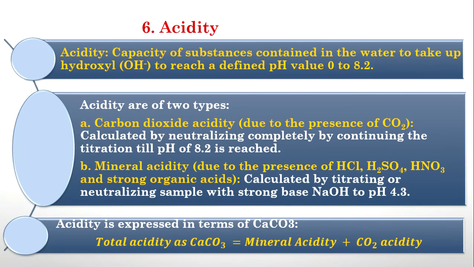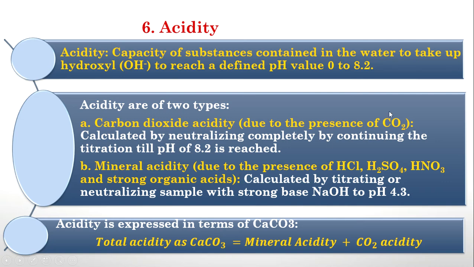Now we will move on to another important term: acidity. It is actually complementary to alkalinity. Acidity is the capacity of the substances contained in water to take up hydroxyl ion, whereas earlier, while explaining alkalinity, it was the capacity to take up hydronium ion. This is to reach a definite pH value of 0 to 8.2. Actually 7 is the neutral pH, but if it is 0 to 8.2, then there is some acidity present. And acidity is of two types mainly: carbon dioxide acidity and mineral acidity.